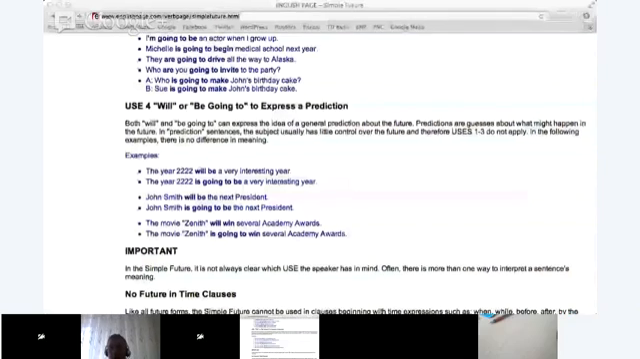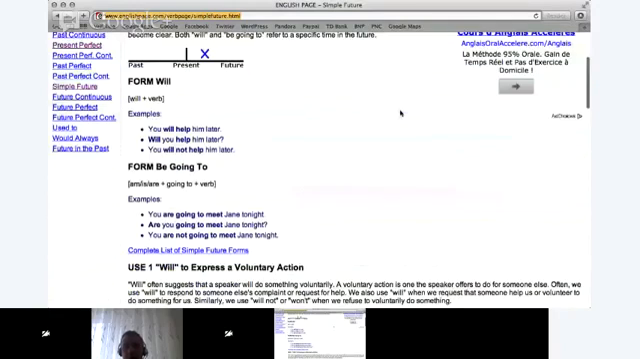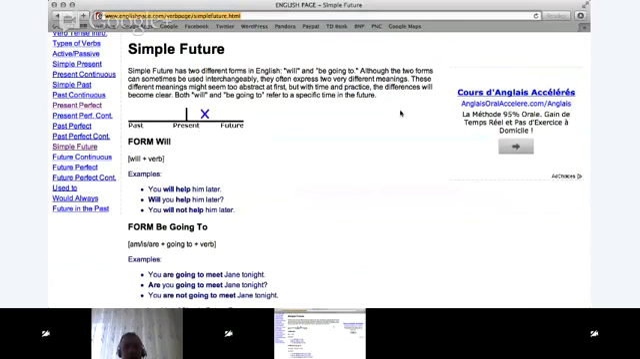So is anyone having any problems getting to this website? No. No, I download it. Okay, awesome. Would someone like to start reading this paragraph, the simple future? Yeah. Okay, great. Simple future has two different forms in English, will and be going to. Although the two forms can sometimes be used interchangeably, they often express two very different meanings. These different meanings might seem too abstract at first, but with time and practice the difference will become clear. Both will and be going to refer to specific time in the future.